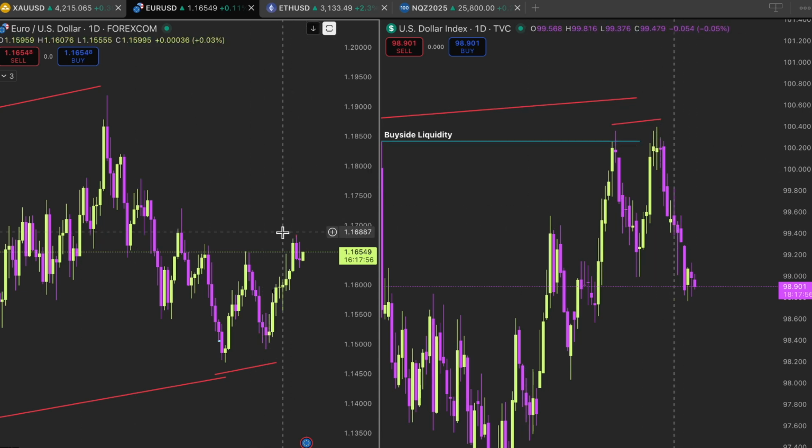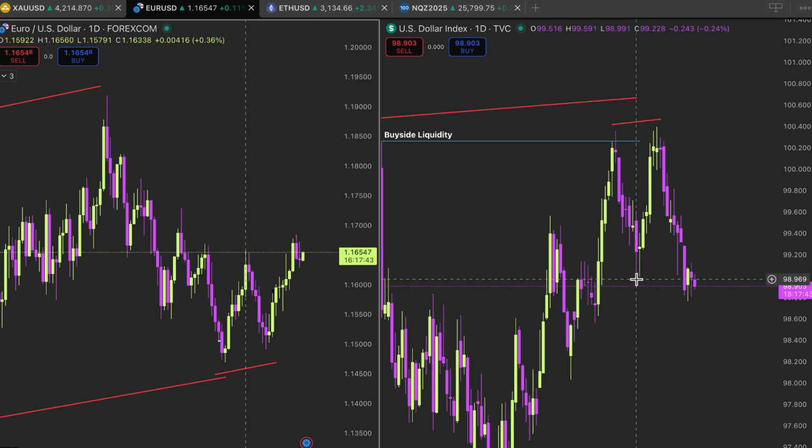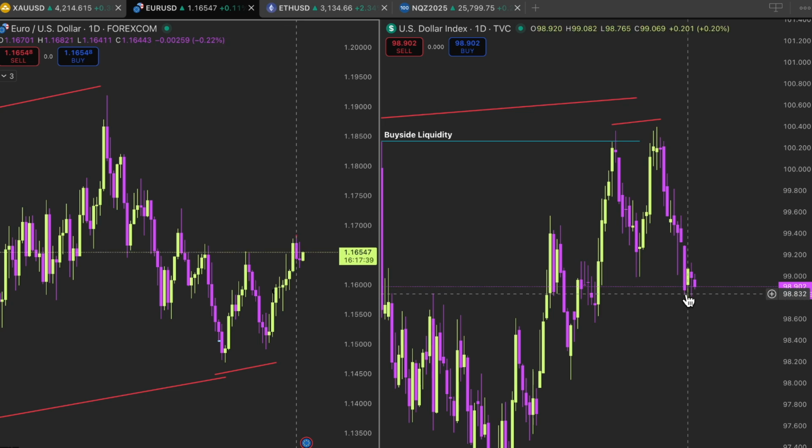So what I noticed last week was that my target for the euro was the liquidity above this high over here at around 1.6545, and for DXY the sell side liquidity below these lows. And as you can see, we perfectly traded below those lows, so our target is breached. So what will happen next?